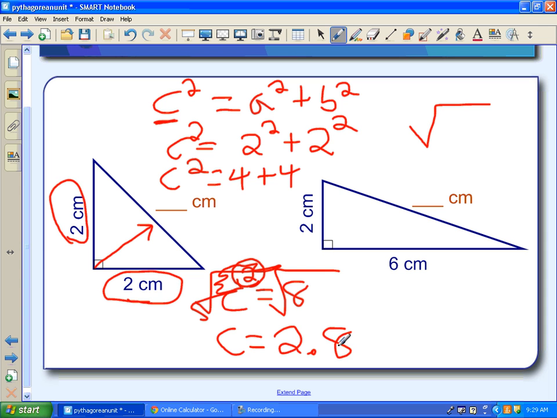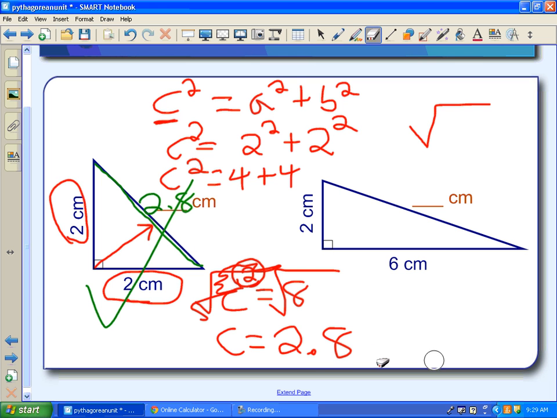So 2.8 is our answer. So this side right here, and I'll put it in a different color, this side here is 2.8 centimeters. Do we know that's reasonable? Sure. Remember what we said about the C side. It's always got to be the longest side. Always. So 2.8 is longer than 2 and is longer than 2. So we definitely know it's a possible answer.